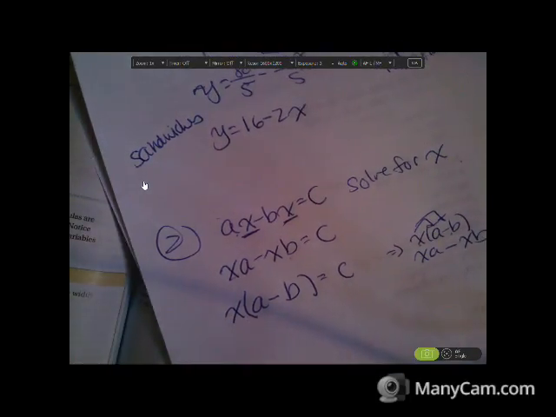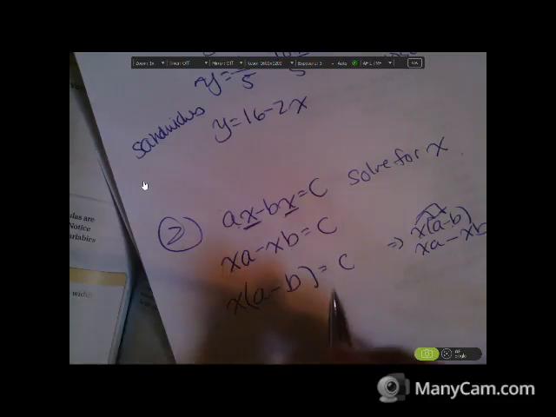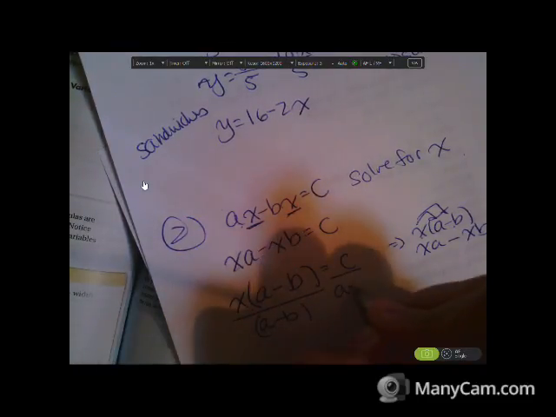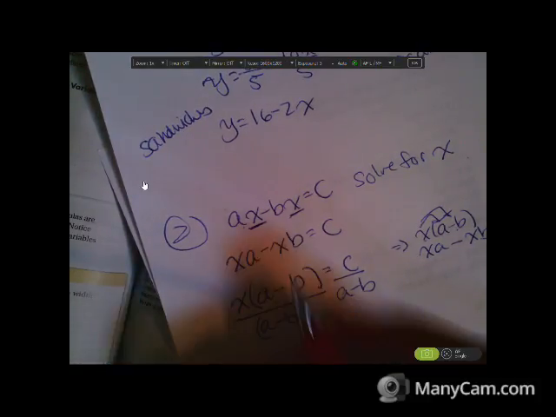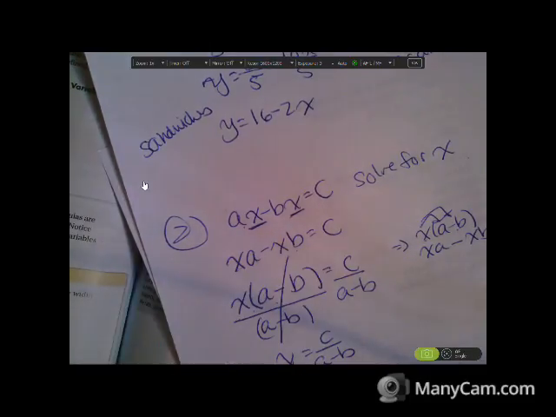So now what we want to do is X times the quantity of A minus B. This is being multiplied, so we're going to divide by A minus B. Because it's being multiplied, we can divide. Therefore, that cancels out, so X equals C over A minus B.